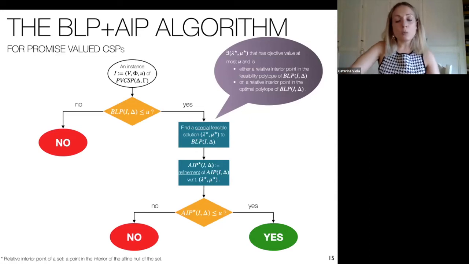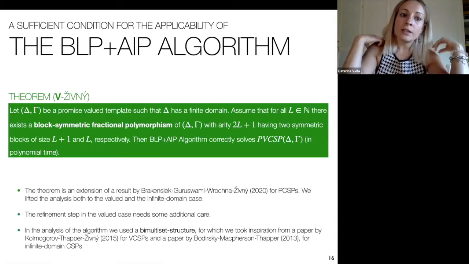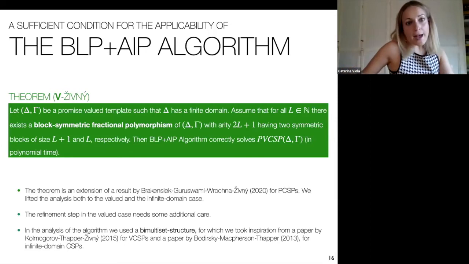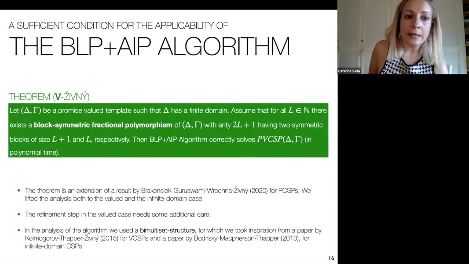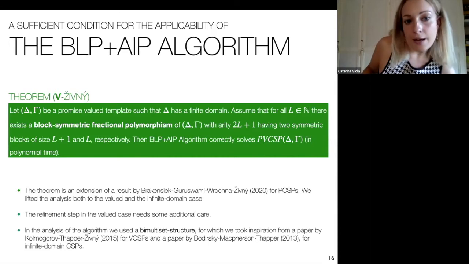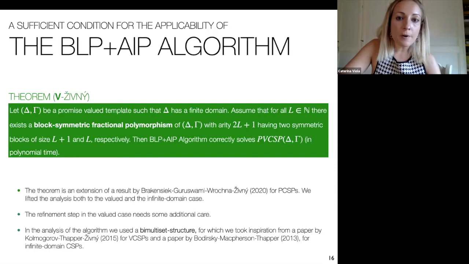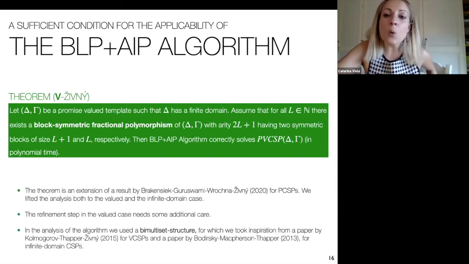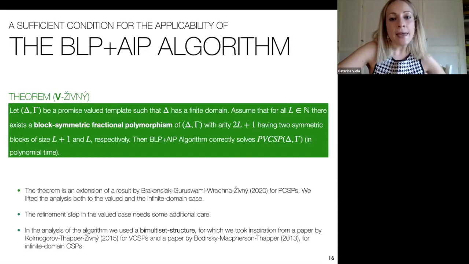Okay. So we want to know when this algorithm correctly solves a PVCSP. So we answer this question in terms of algebraic properties of the promised value template. And in particular, we have the following theorem. Let delta and gamma be a promised value template such that delta has a finite domain, and gamma can have a possibly infinite domain. We assume that for all natural numbers L, there exists a block symmetric fractional polymorphism of (delta, gamma) with arity L plus 1 to L, having two symmetric blocks of size L plus 1 and L respectively. Then the BLP plus AIP algorithm correctly solves the PVCSP(delta, gamma) in polynomial time.